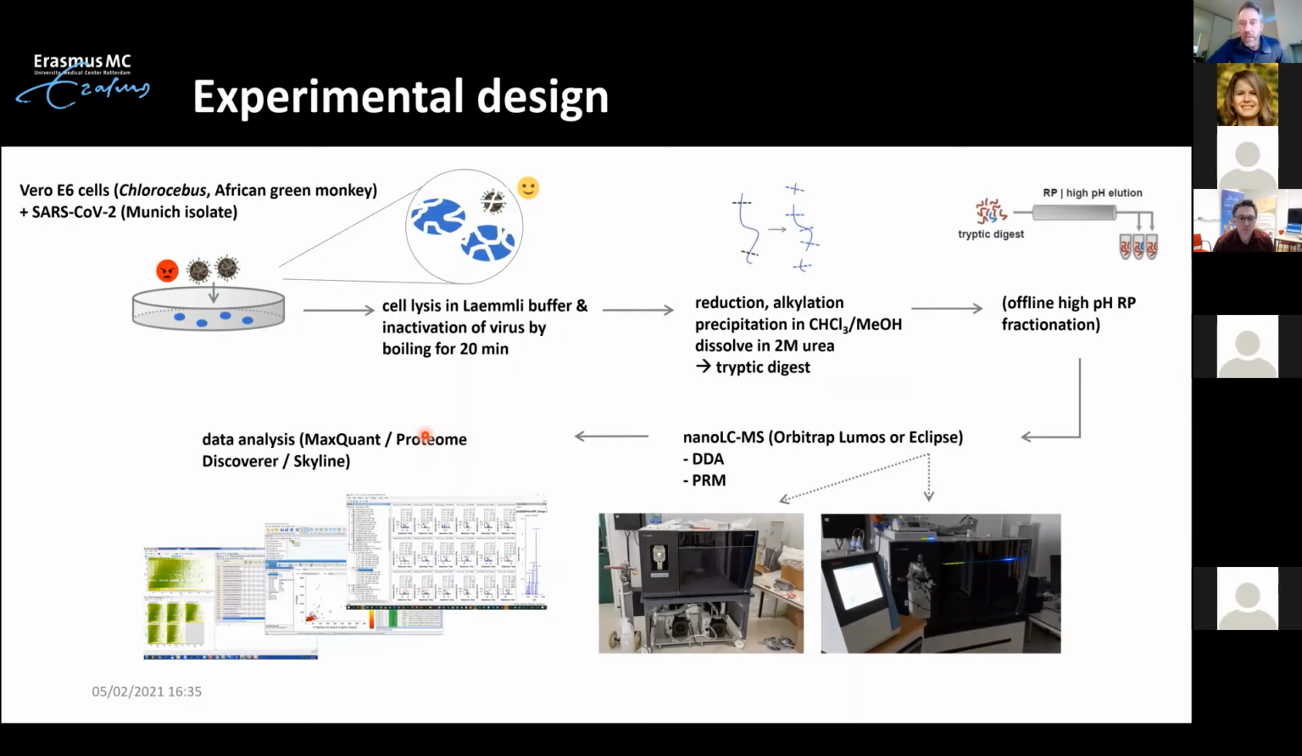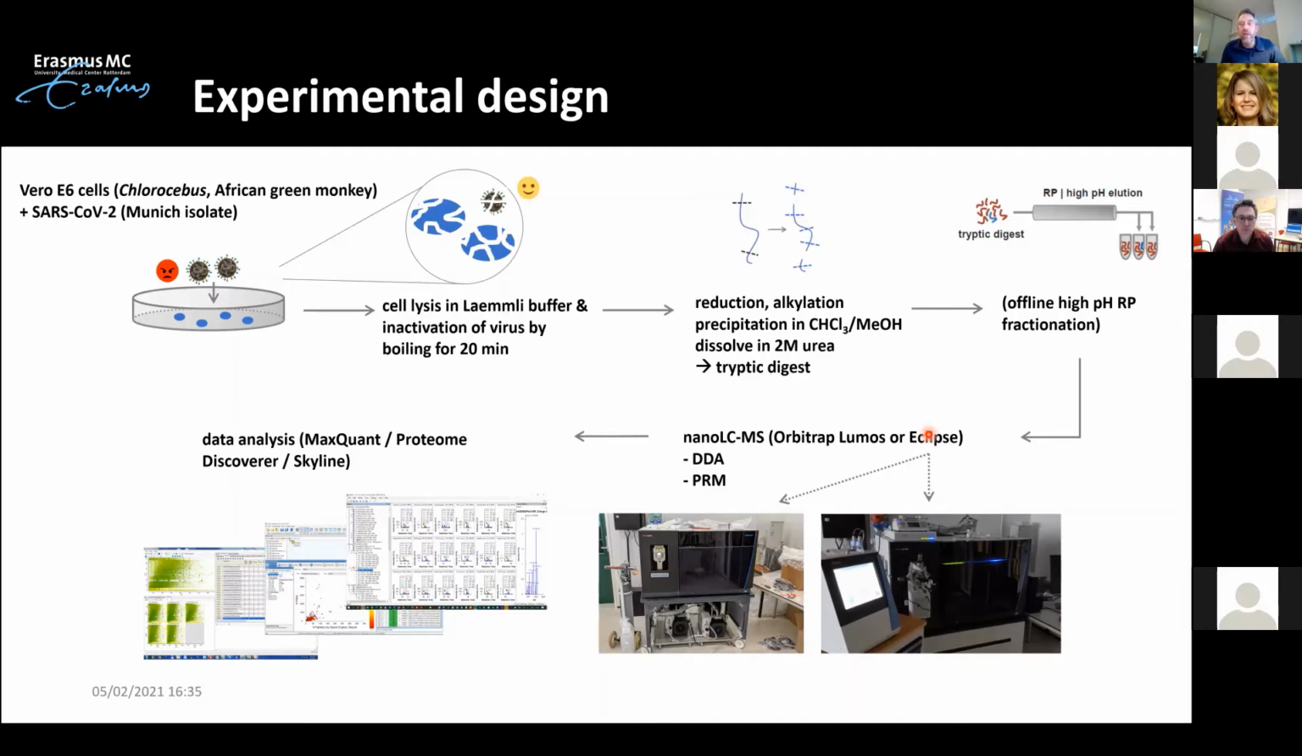So we set off by defining the target tryptic peptides that have to serve later as the target peptides in targeted proteomics assays. And for this, we took Vero E6 cells infected with SARS-CoV-2. So the virus was first inactivated by boiling the cells for 20 minutes in a Laemmli buffer containing a lot of SDS. And this would be our so-called test sample. The rest of the protocol is quite straightforward. Proteins are precipitated, digested in molar urea.